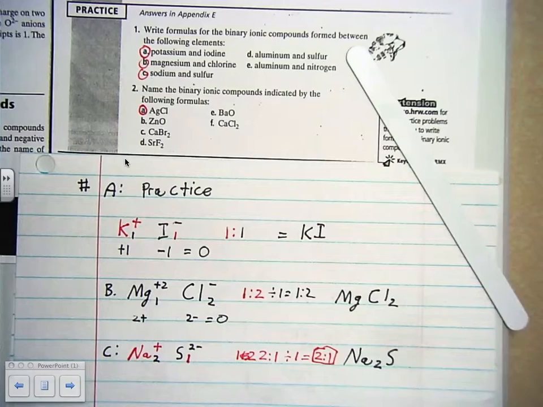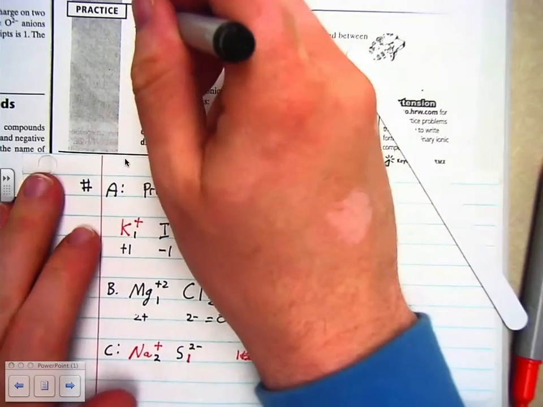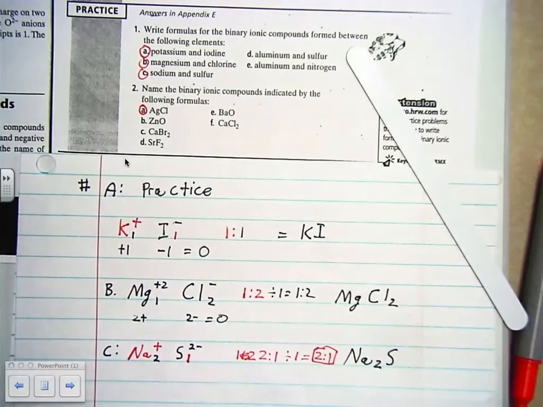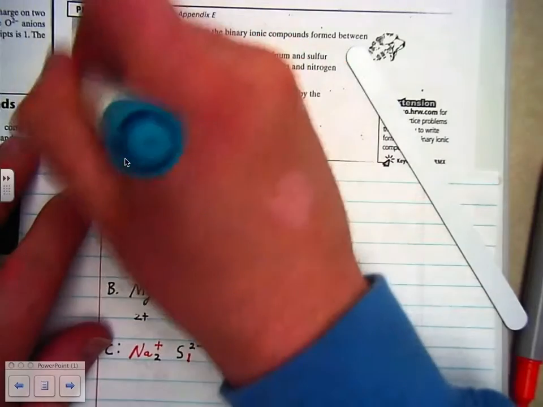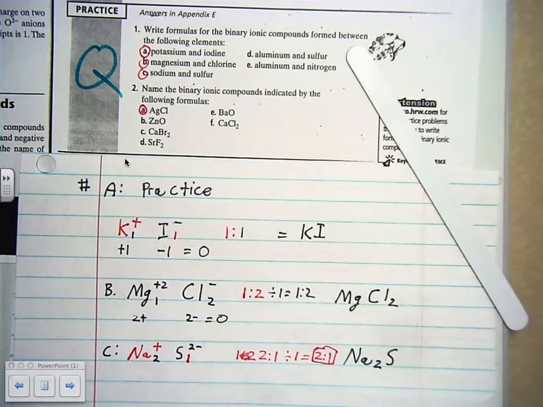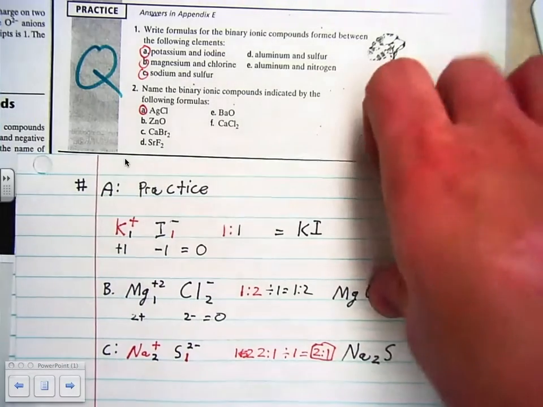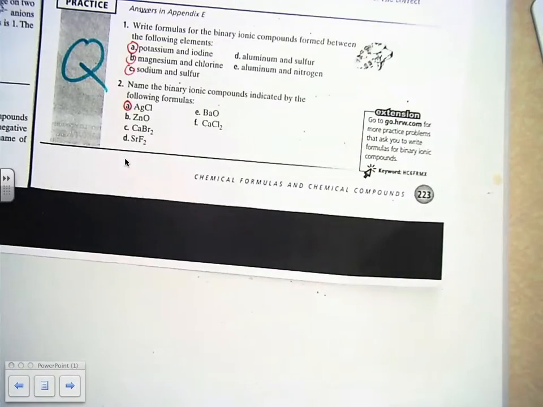Let's keep moving. Oh, what's a good quiz question? Any kind of question like this. These are great quiz questions. You need to know this in your sleep. This is a great quiz question. In fact, I guarantee you it'll be on your quiz. Write the formula of a binary ionic compound. Alright, so far what do you have on your practice problems?